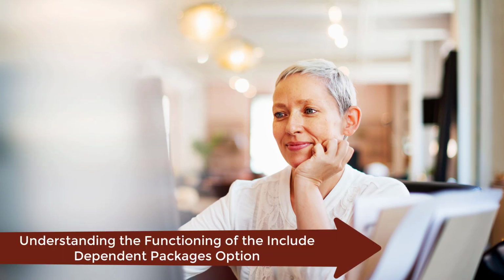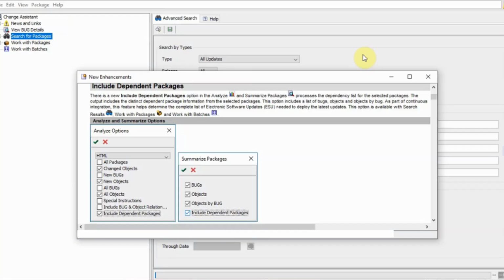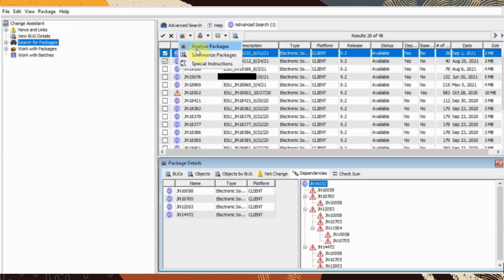The objectives of this tutorial are to understand how the Include Dependent Packages option works, analyze the summary analysis report after the option is enabled for the selected software updates. You can enable the Analyze Packages option and Summarize Packages option from the Search for Packages, Work with Packages, and Work with Batches applications. You can select the Include Dependent Packages option from the Analyze Packages and Summarize Packages option.